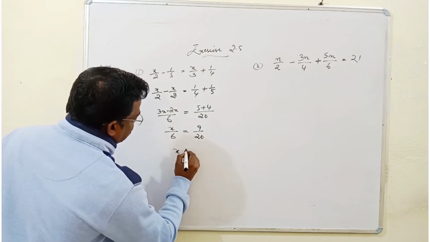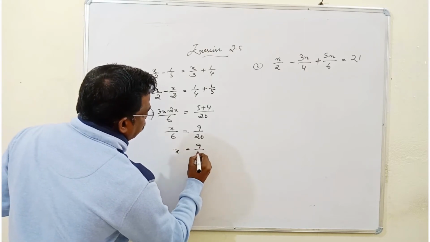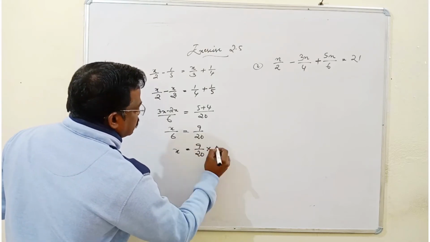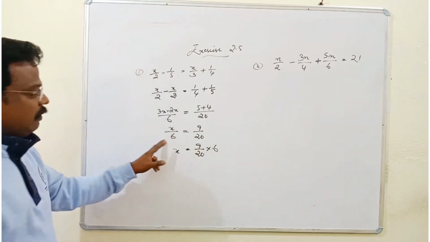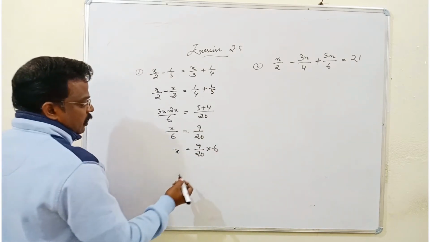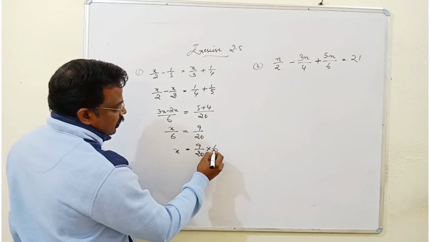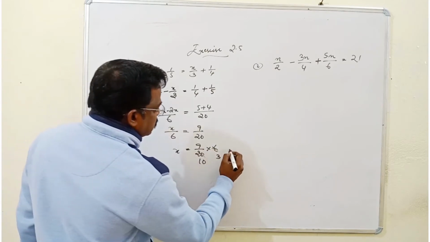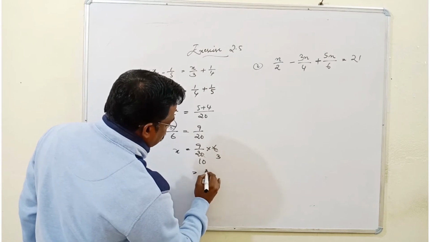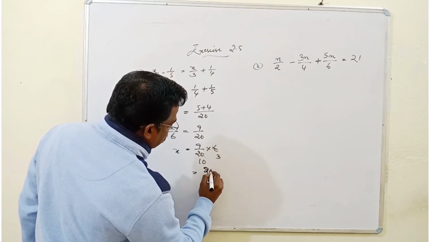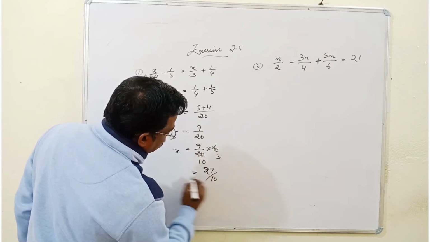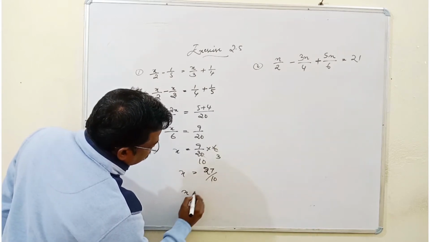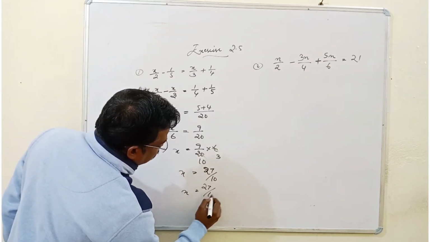So we are keeping this x here. 9 by 20 is already here. This 6 will be multiplied here when it comes to this side. Okay, with the 2 we can cut. It will be 10, 3. 9 3s are 27, 27 by 10. So the value of x equals 27 by 10.